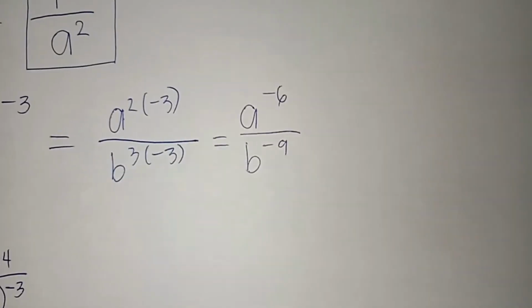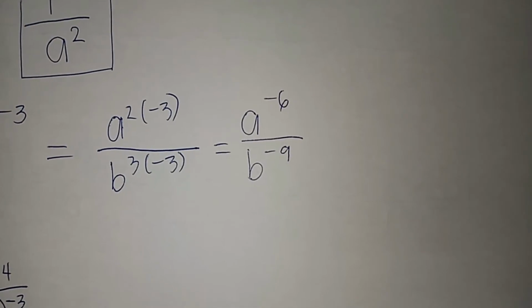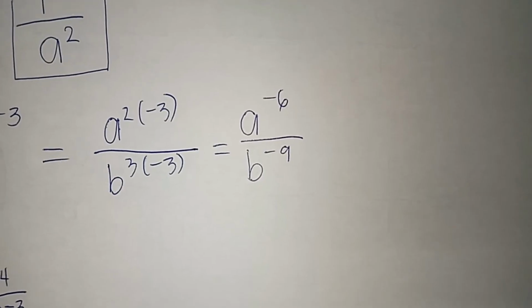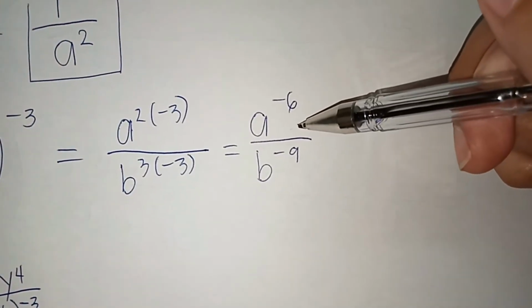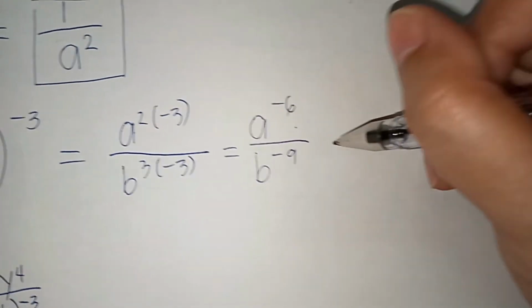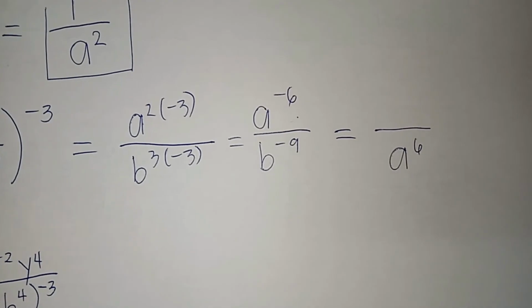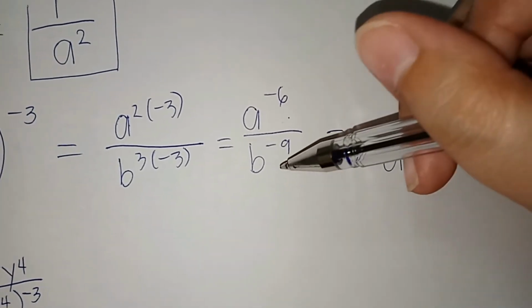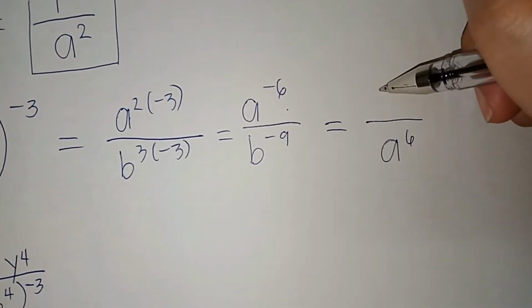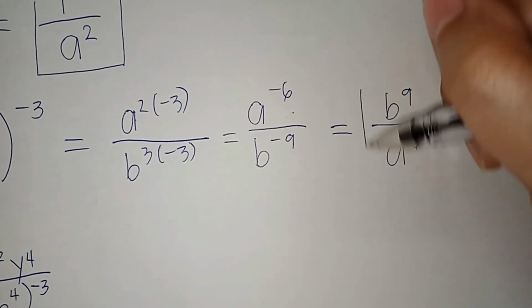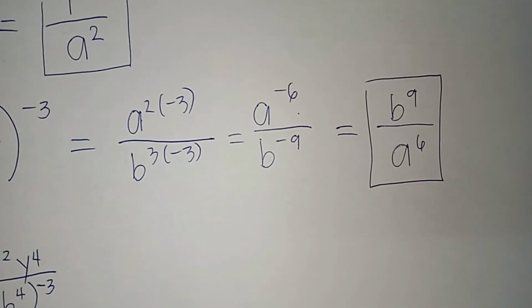Since pareho na pong negative ang exponent ng a and b, that means babaliktarin na lang po natin ang numerator at denominator. Kung nasa numerator ang a raised to 6, negative 6, magiging denominator na po siya. So, magiging a raised to 6 at positive na po, hindi na po siya negative. Ang b raised to negative 9 naman sa numerator at positive na po siya. And that would be your final answer.